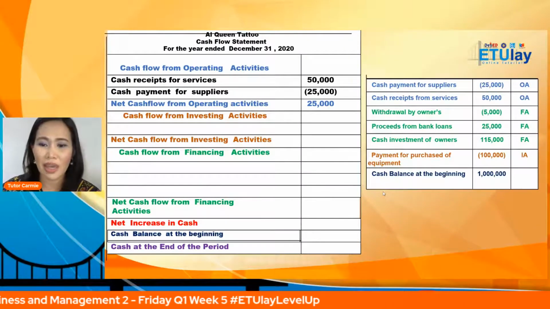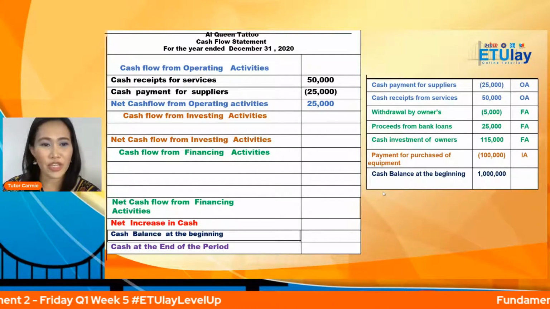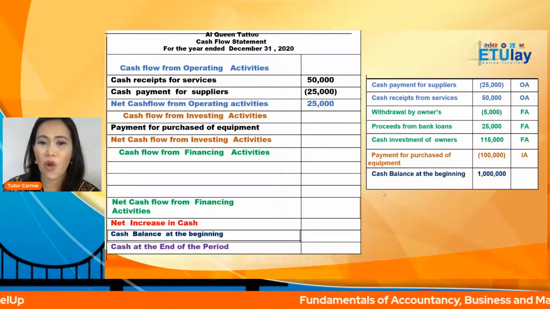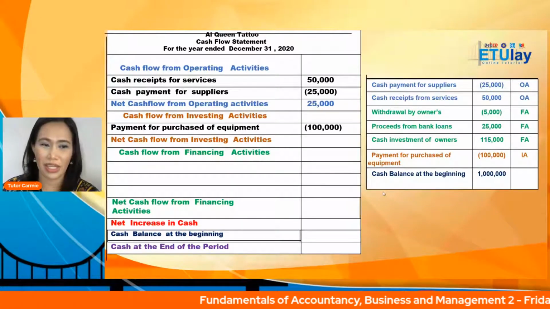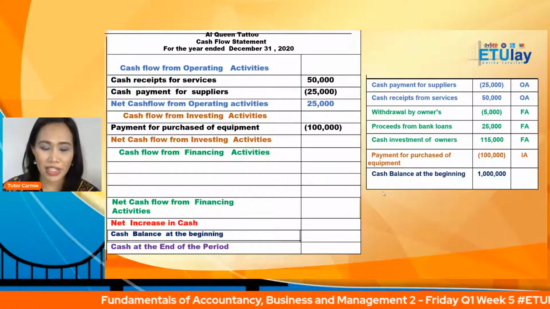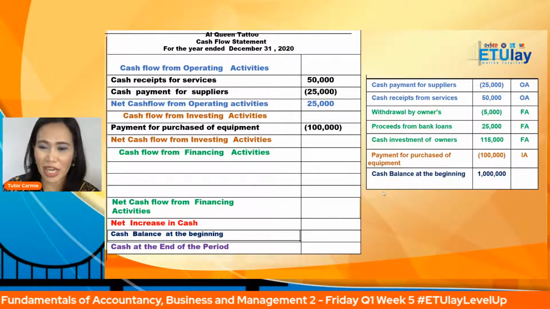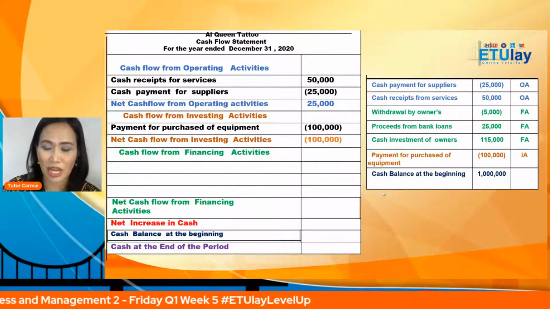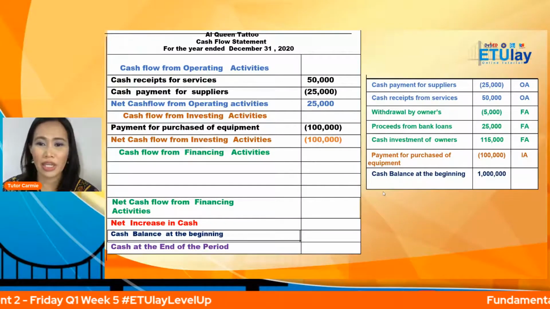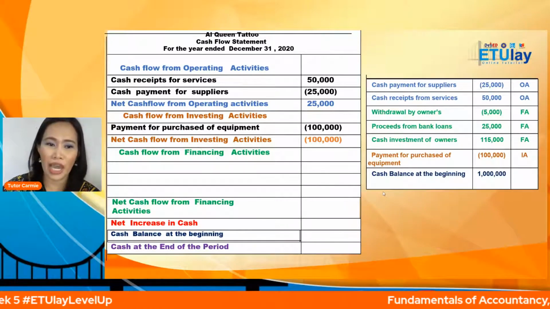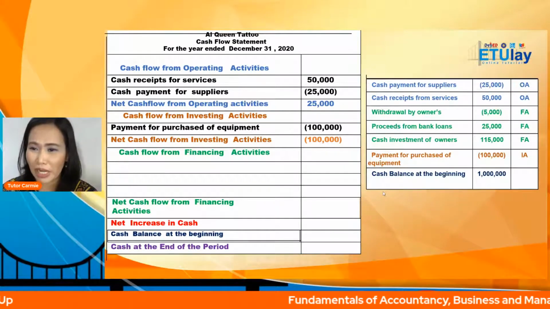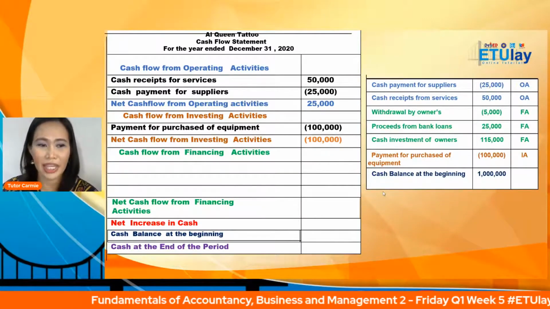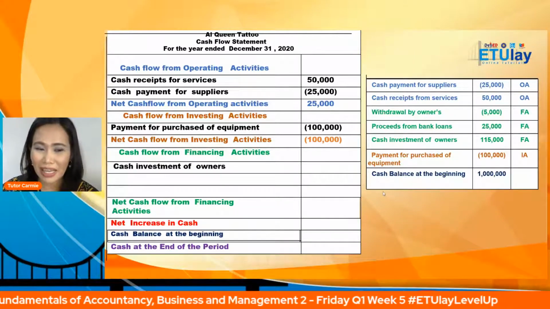So, that is what? Payment for purchase of equipment. Very good. And how much is that? That is 100,000. So, the same po, net cash flow from investing activities. Same lang naman po yung answer dahil wala naman siyang kasamang iba. Now, ilagay lang po natin lahat po ng ating financing activities, yung mga naka-green na to. Okay, syempre mauuna po dyan ang ating, tama po ba?